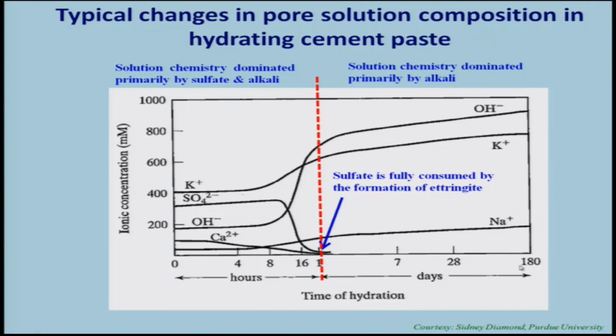And finally, if you take a matured Portland cement based system, in the pore solution what you have is only 3 ions largely. One is sodium ion, potassium ion and hydroxyl ions. Remember that the calcium ions are already consumed and also the sulfate ions are completely consumed.